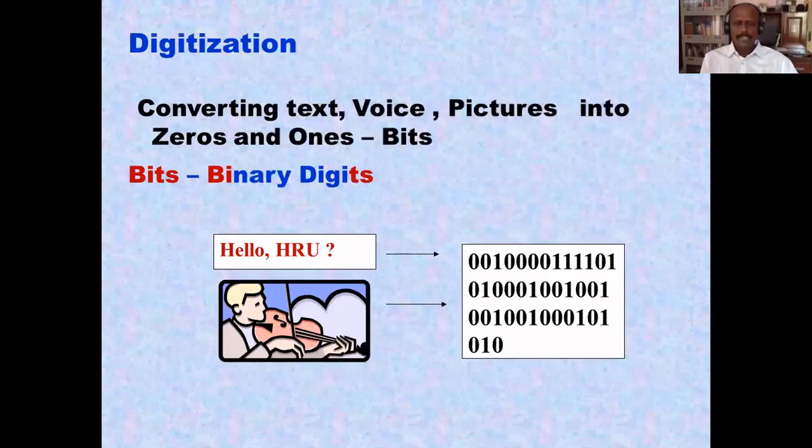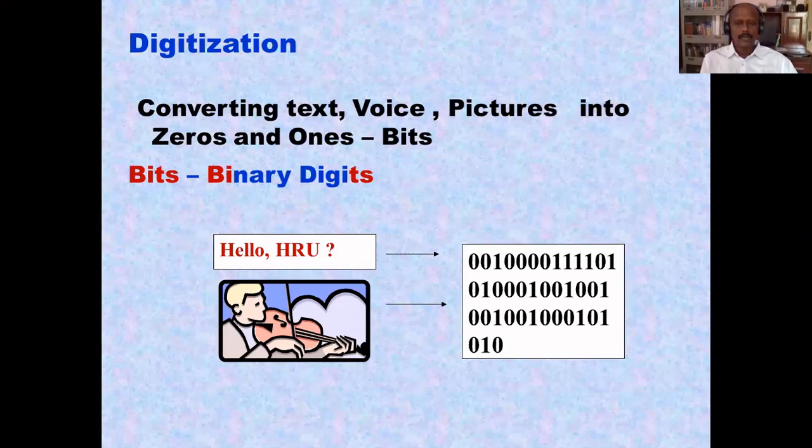Good morning. Today, I am going to explain the physics behind digitalization. Digitalization refers to converting text, voice, pictures into zeros and ones.